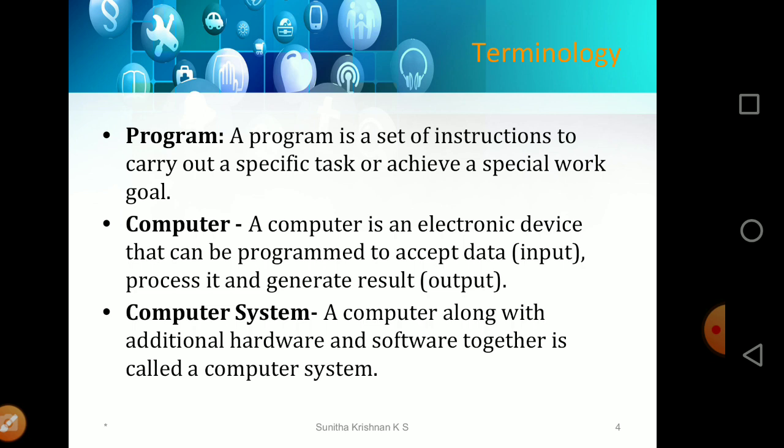Now, what about computer systems? The computer, along with all the additional hardware and software, is known as a computer system. So, your computer system consists of your computer alone. In addition to that, whatever hardware you are adding and whatever software you are adding to the computer constitutes the computer system.